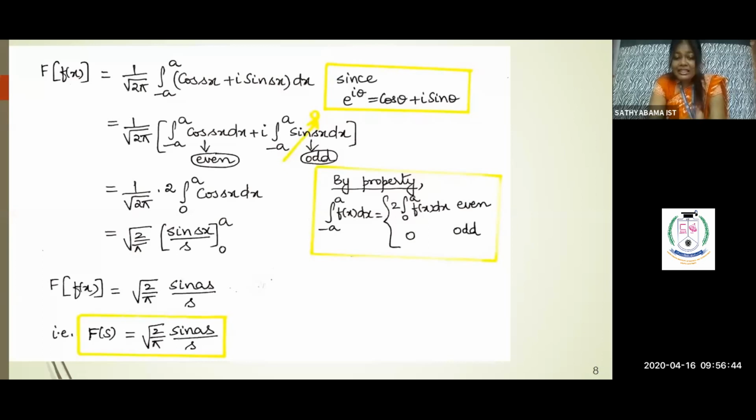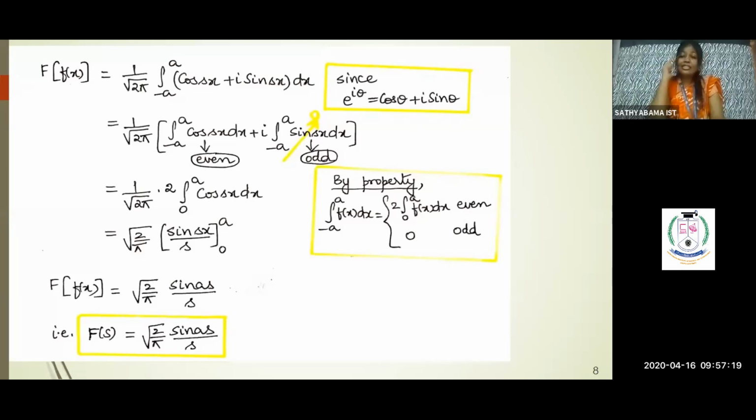divided by the constant. Please note the variable is x here. So what's the constant here? S is the constant. So the integral of cos is sine s x divided by s. I divide by the constant between the limits 0 to a. That gives you root of 2 by pi sine a s by s. So what have we found? We have found the Fourier transform of f of x. Have you understood? First part of the question is over. We found the Fourier transform of f of x, which is denoted as F of s. So what is F of s? Root of 2 by pi sine a s by s. Now I'm going to go on to the deduction.